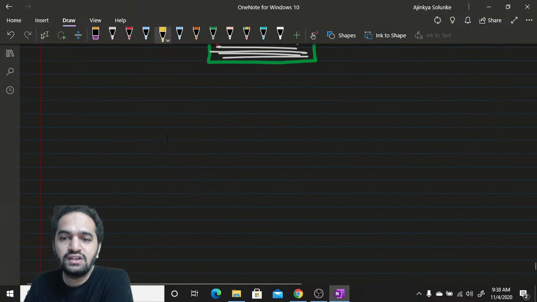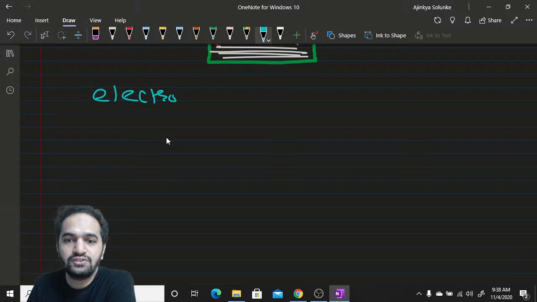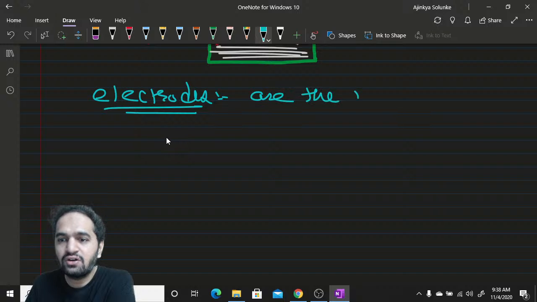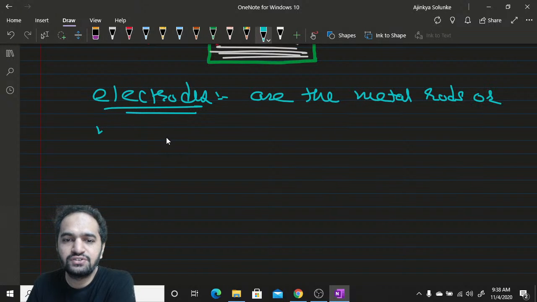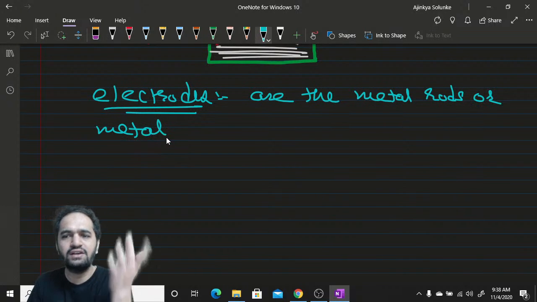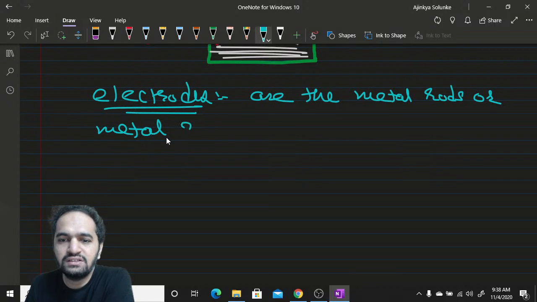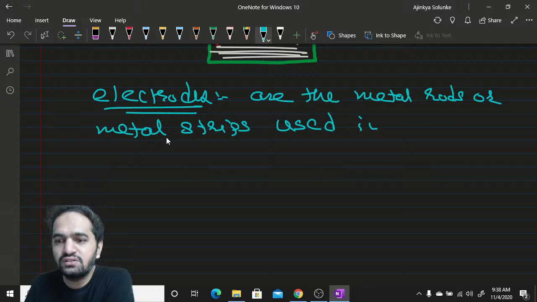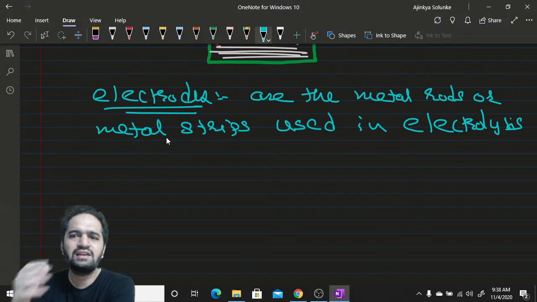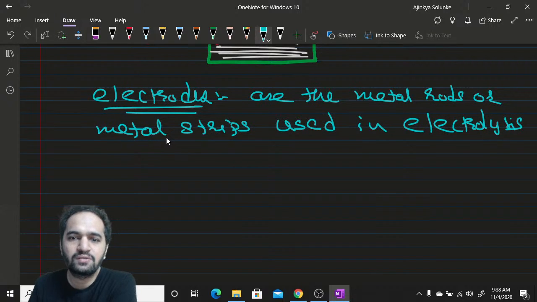So what are electrodes? Let me give you a definition for electrodes. Electrodes are the metal rods or metal strips. It doesn't need to be a rod, it can just be a piece also. Electrodes are metal rods or metal strips used in chemical reactions, basically used in electrolysis. They are nothing but metal rods and metal strips, nothing more.